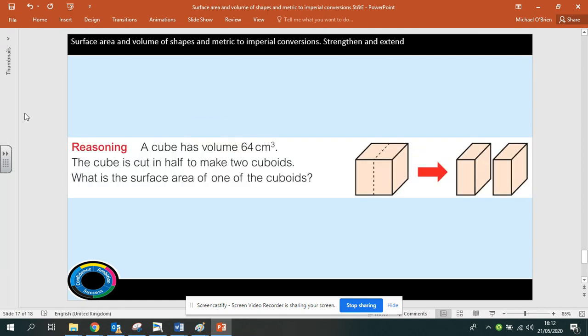Okay, let's have a look at the next question. A cube has a volume of 64 cubic centimeters. The cube is cut in half to make 2 cuboids. What's the surface area of one of the cuboids? Okay, so we're going from this to this. It may help you to draw a diagram. It certainly helped me. So pause it, please, and answer this question.